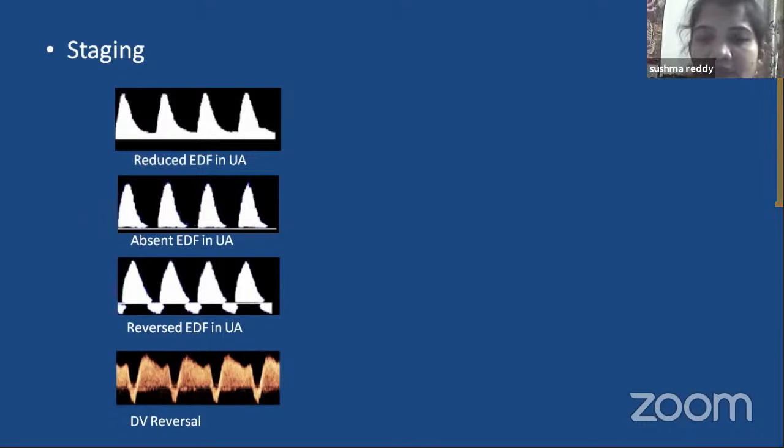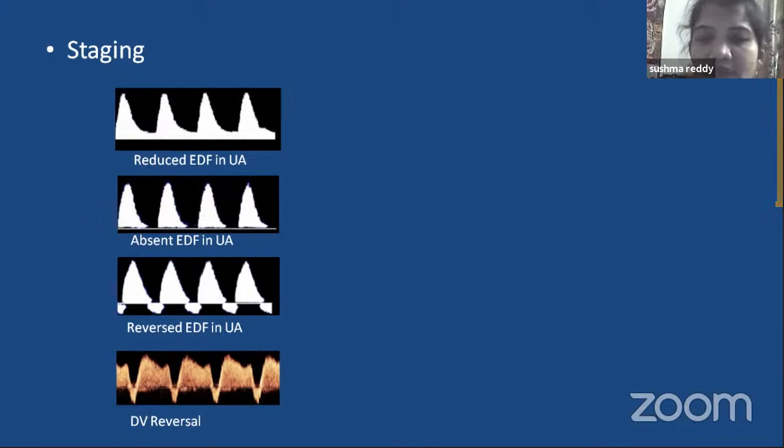In these 4 stages, stage 1 and 2, we can wait. We need not deliver them immediately. So this is what I want to stress today, that if at all you see reduced end-diastolic flow, and if at all you see a patient with absent end-diastolic flow, don't be in a hurry to deliver the babies. Yes, put them on strict surveillance, do daily NSTs, do fetal kick counts, and do Dopplers depending on the stages. But it is not an indication for immediate delivery.